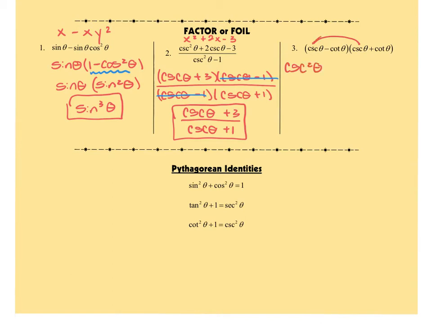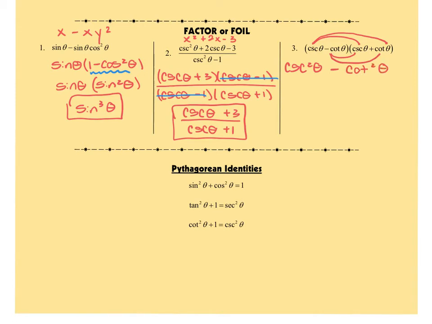Then I'm going to have a cosecant theta and a cotangent theta, but notice that we really have a difference of squares here. So that's the first one. This is going to give me a positive cosecant theta cotangent theta. This is going to give me a negative cosecant theta cotangent theta. So they're actually going to cancel each other out, so I'm not going to actually bother to write them out. Then I'm going to distribute the last one, and that'll give me a minus cotangent squared theta.